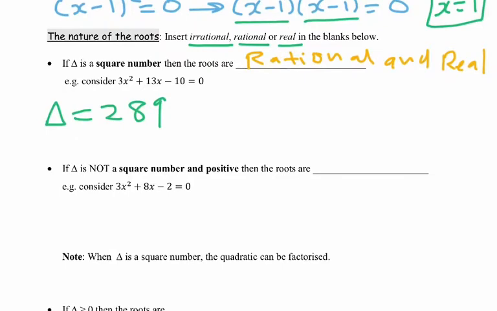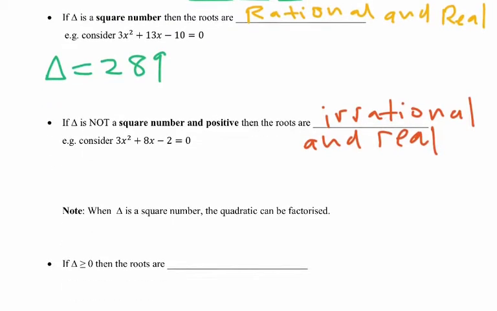Okay? So the roots are irrational. And since irrational numbers are also part of the real number system, we can say they're also real.